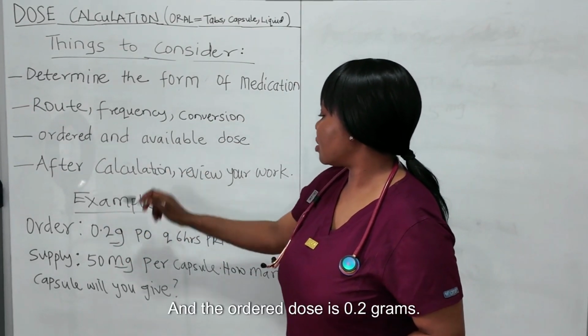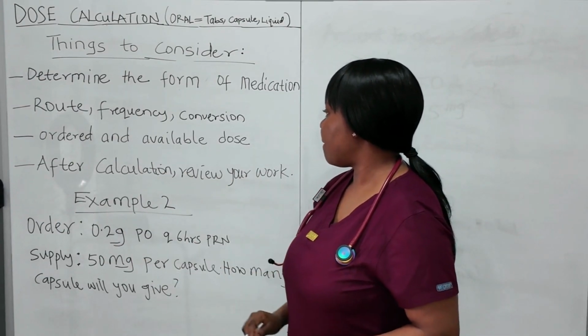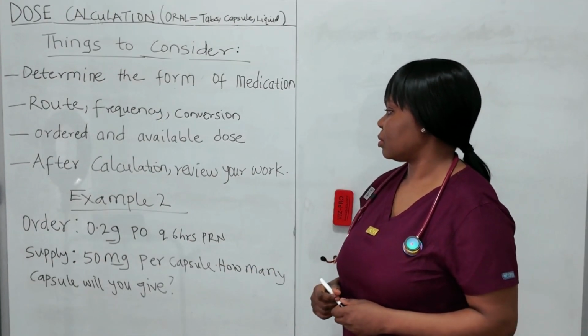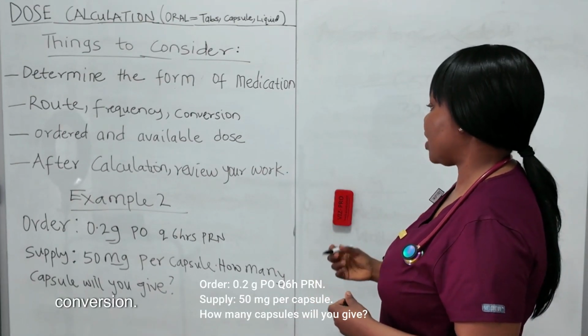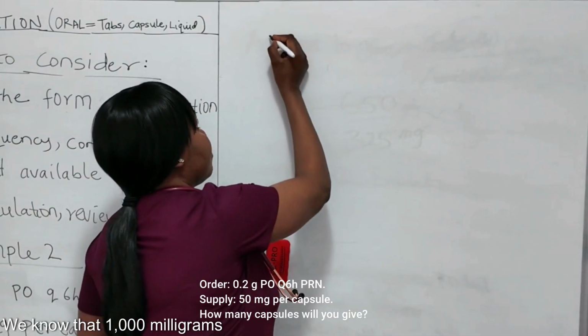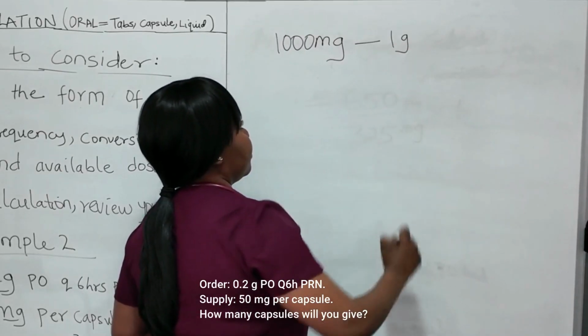And the ordered dose is 0.2 gram. The available dose is 50 mg. So let's put the question in. First of all, we're going to do conversion. We know that 1000 milligram will give us 1 gram.